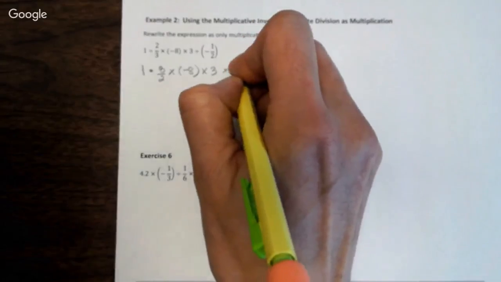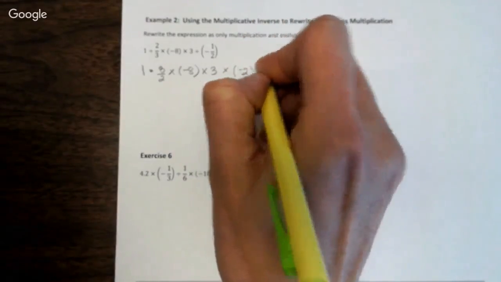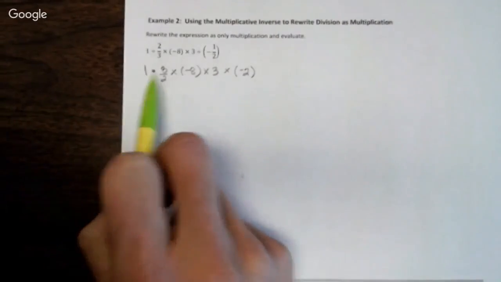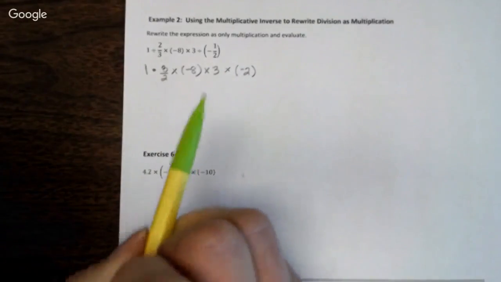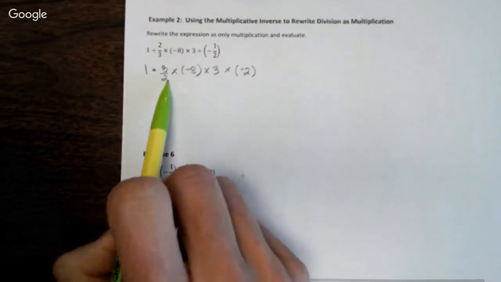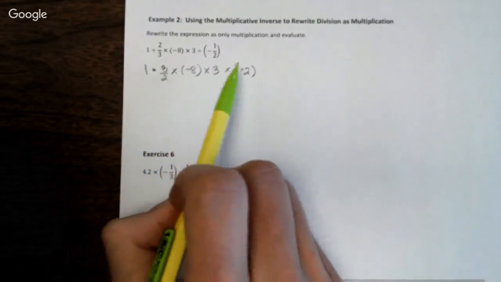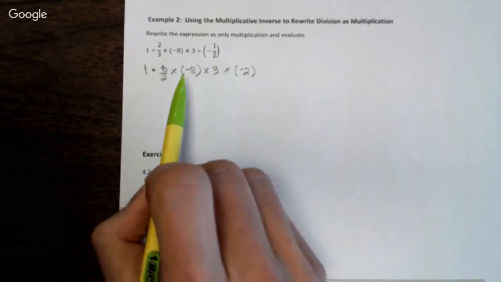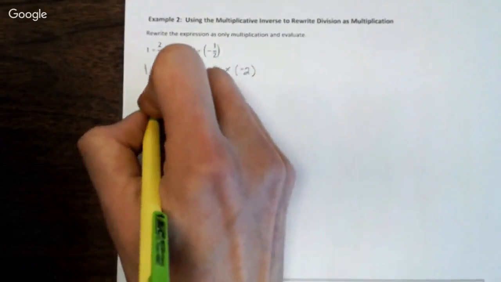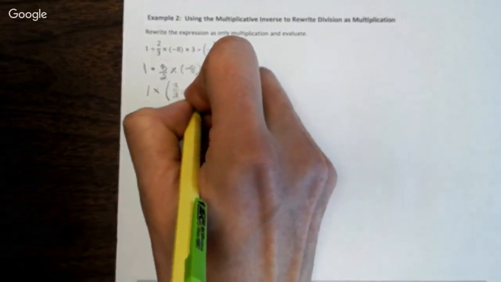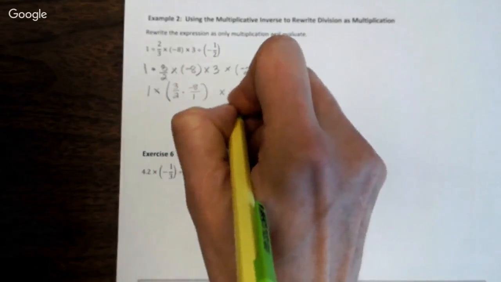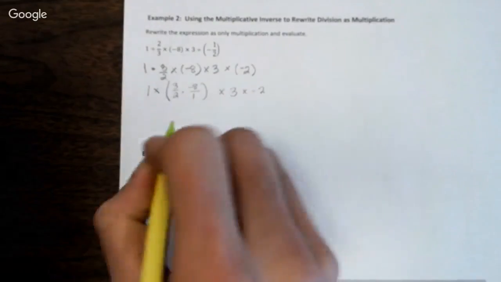Let's change it to multiplying by -2 rather than dividing by 2 over 1. So now I have all multiplication. So now I can change the order around to anything I want. All right, so I have a fraction. I'm going to group that with one of the numbers that it goes in evenly with. You could do 8 or 2. It really doesn't matter. So let's group 3/2 times -8 over 1 together. And then we still have times 3 and times -2.